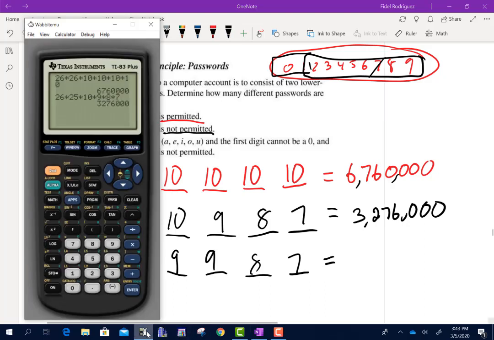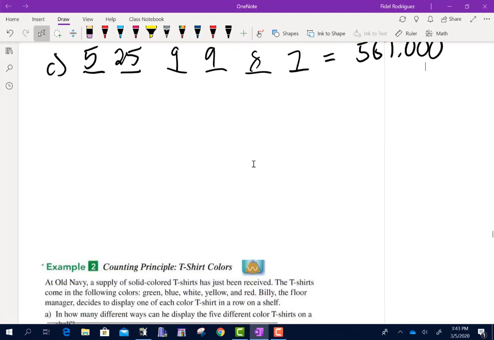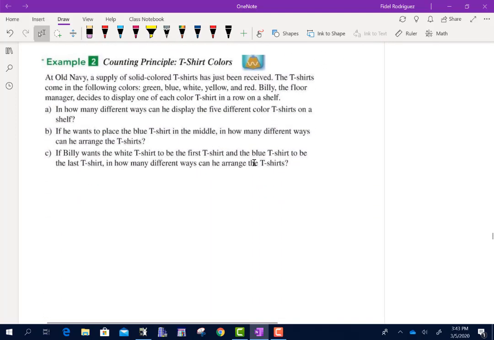So again, I'm going to grab my calculator here. 5 times 25 times 9 times 9 times 8 times 7. And that's giving me 567,000 is how many different passwords we can generate, okay? So let's kind of keep moving along here. And let's see, t-shirt colors. So it says at Old Navy, a supply of solid colored t-shirts has just been received.